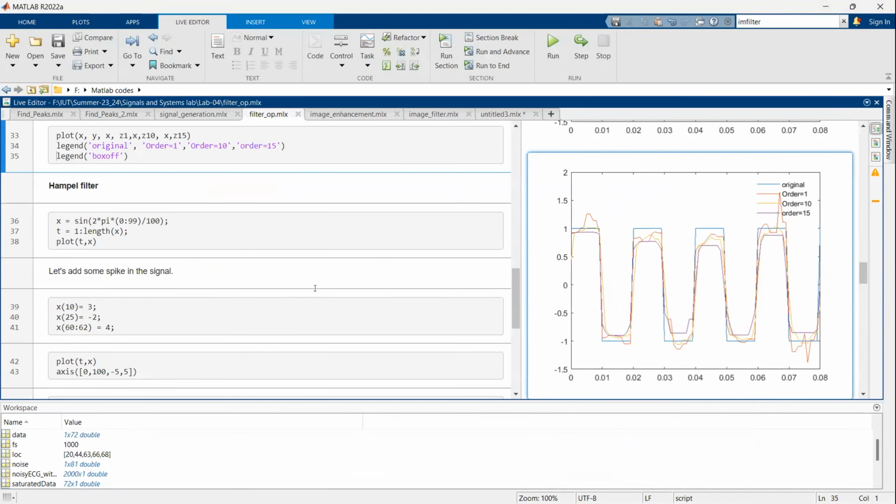Order is the size of the kernel. How many values you are taking on the left and right before you actually create the output?